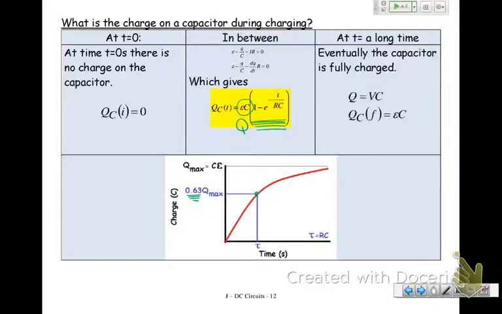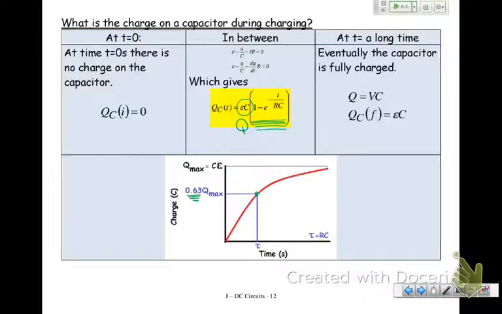I want you to be able to tell me what's the voltage on the capacitor and the resistor when you first close the switch. I want you to tell me what the voltage on the capacitor is after 20 minutes, and what the voltage on the resistor is after 20 minutes. I'd like you to be able to tell me the charges. What's the charge on the capacitor initially? What's the charge on the capacitor eventually? And what the charge is in between, using this equation.